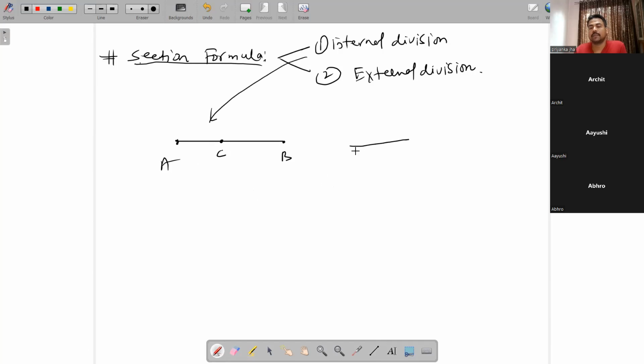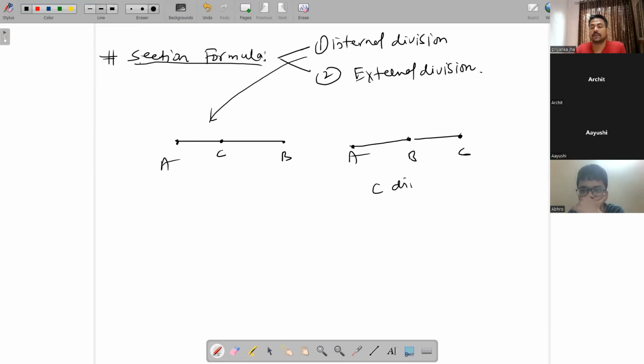And suppose you take A and B, and C is a point which is outside A and B, maybe to the right of B or to the left of A, no problem. In this case, we can say that C will divide this AB externally. C divides A and B, the length between A and B, externally. And here C divides the length between A and B internally.